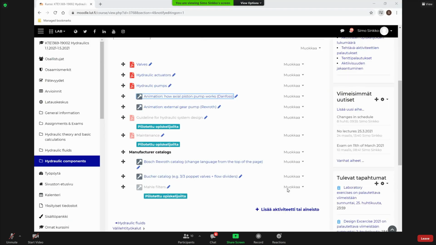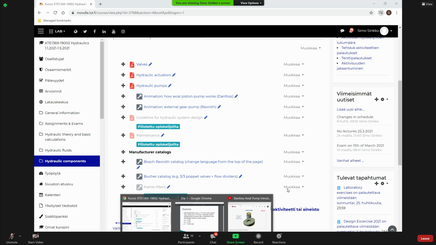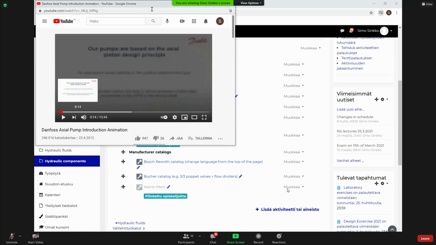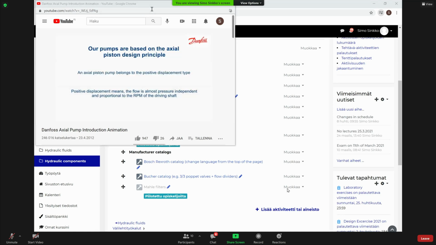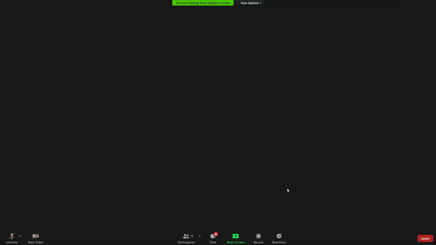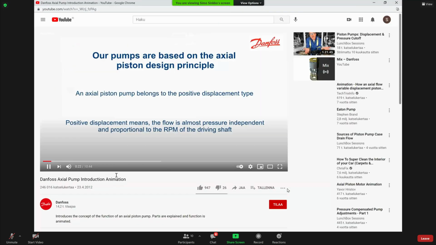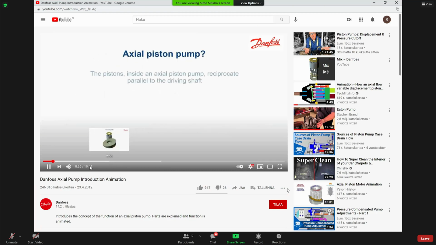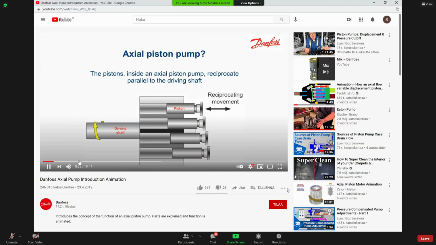And then there is this other pump type, which was this axial piston pump. And this will last more than 10 minutes. I just want to show you the main points here. You can study the operation maybe later by yourself.